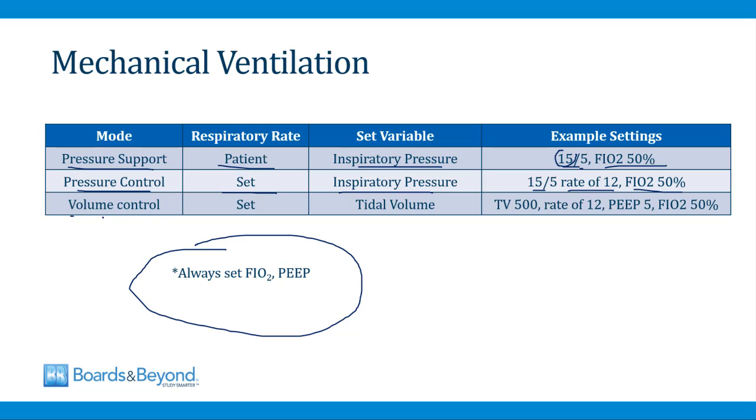And then finally, volume control is that mode that we like to use right after we intubate patients. You set the respiratory rate, you set the tidal volume, and the pressures are determined by the patient. So example settings that you might report on rounds for volume control are a tidal volume of 500, respiratory rate of 12, PEEP of 5, and an FiO2 of 50%.